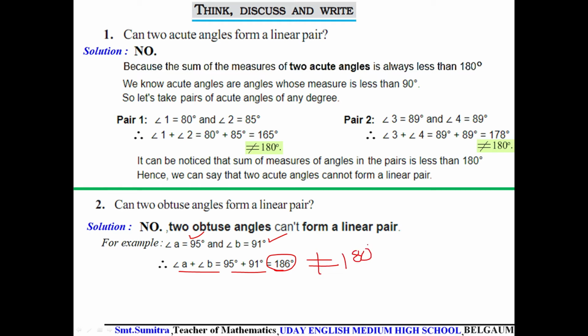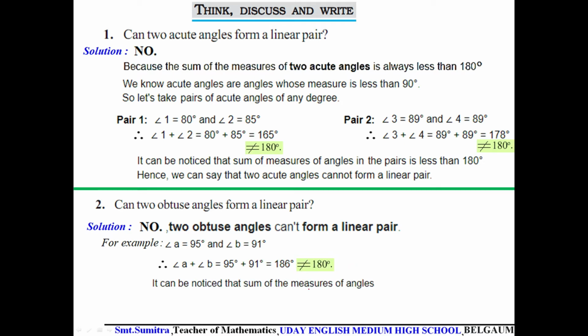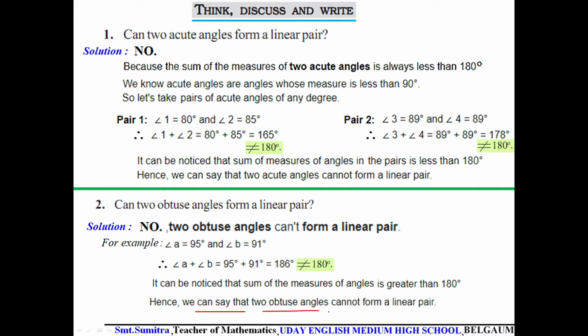It is more than 180 degrees. So two obtuse angles can't form a linear pair. So we notice that the sum of the measures of angles is greater than 180 degrees. Therefore we say that two obtuse angles cannot form a linear pair. Dear students, hope you understood the statement and the explanation. Please copy the notes. I'll continue to the next page.